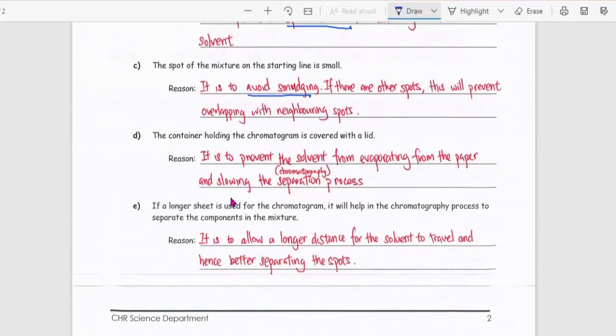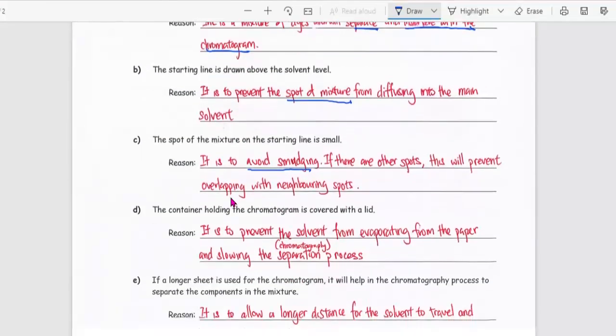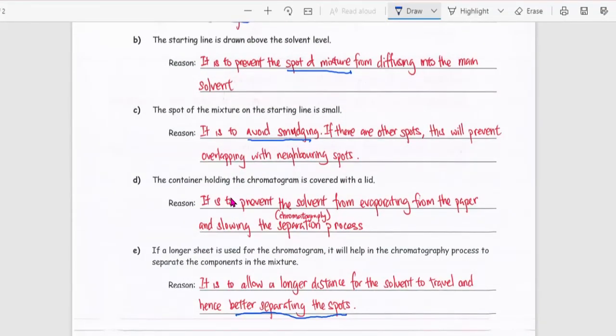Last one, would a longer sheet for the chromatogram help in the process? Yes, because the longer the distance the solvent travels, the better the separation. If I have a longer paper because my beaker is bigger, I'm able to let the solvent run further up, which allows a longer distance for the spots to separate. So that's actually better. These are some of the things you need to take note of, some extra details about chromatography.